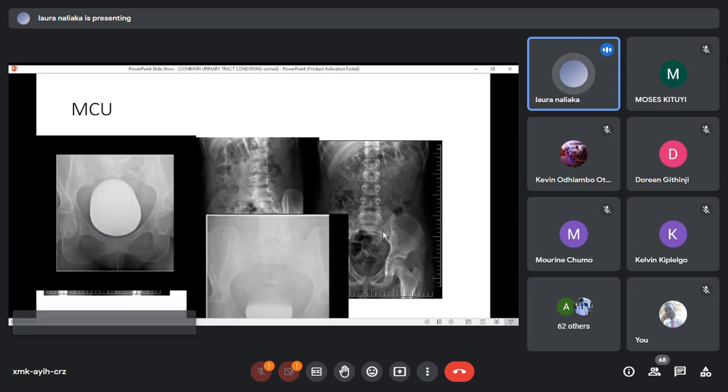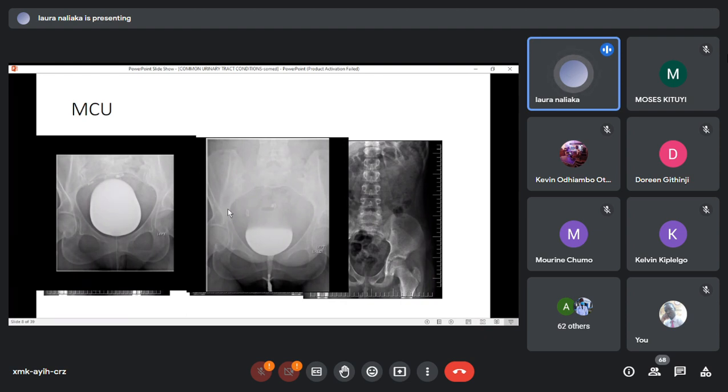This is the same procedure, but for a female patient. You can see the orientation of the urethra as opposed to the male urethra. Usually the male urethra is long, of course, up to about 15 to 17 centimeters, and the female urethra is about 4 centimeters. So when you're doing an MCU on a female, you will not ask them to turn on the side because it will not help, because of the length or orientation of the urethra.